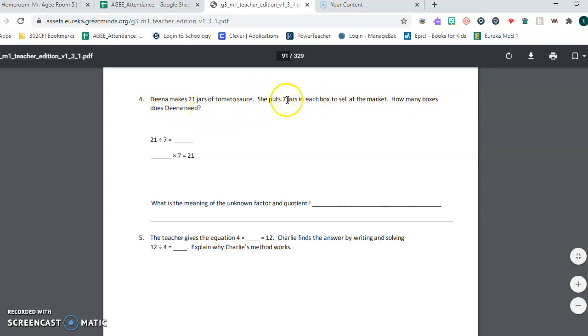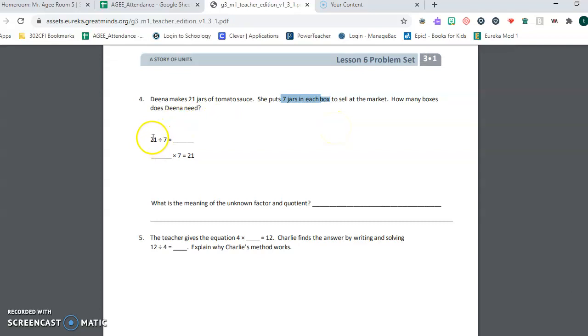Okay, so we know the size of each group is right here, 7 jars in each box. What we need to know is the number of groups. So we've got the total number of items divided by the size of each group, and that is going to give us the number of groups. And then down here we can flip it because they're inverse operations. The missing factor here stands for the number of groups, and you multiply that by the size of each group to get the total number of items.